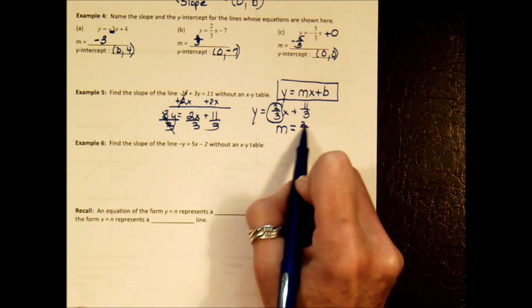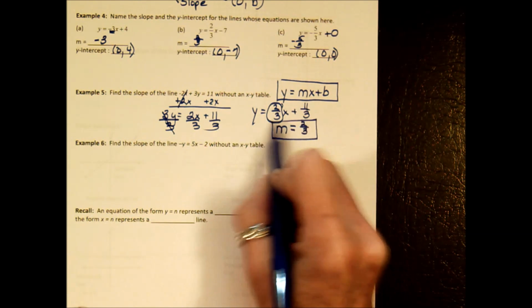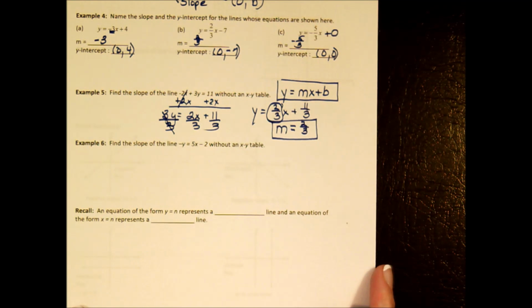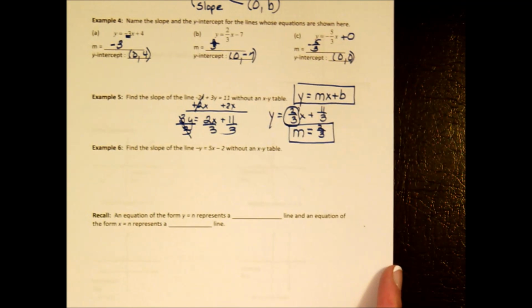It's the coefficient of x. Don't write m = 2/3 x, it's just m = 2/3. So you're forced to have to get the equation in that form first.